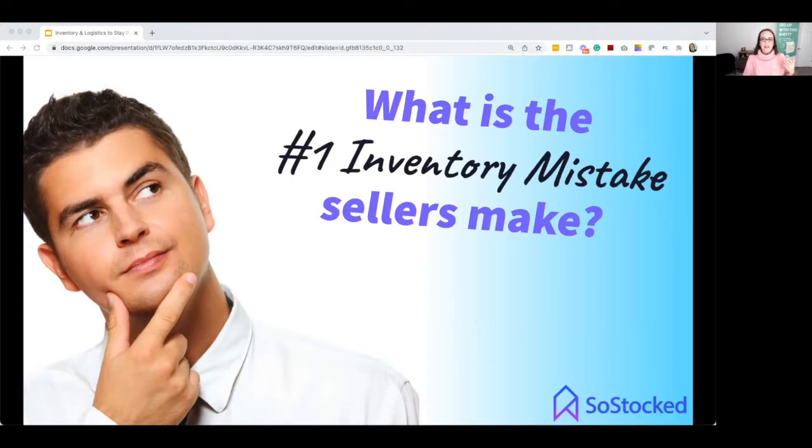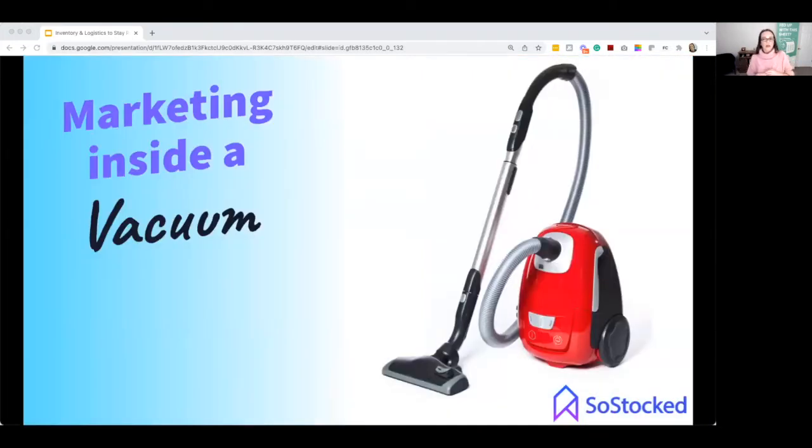So the number one mistake that sellers tend to make before restock limits came into play was marketing inside of a vacuum. We're all marketers, and we tend to get really excited when there is a new marketing strategy. We try it out, but we don't really see if there's enough inventory to sustain that type of marketing. So we tend to find that we can stock out based on our own decisions that we make on the marketing side of business. So inventory and marketing need to be coordinated. And especially because there are restock limits now, this is extremely important.